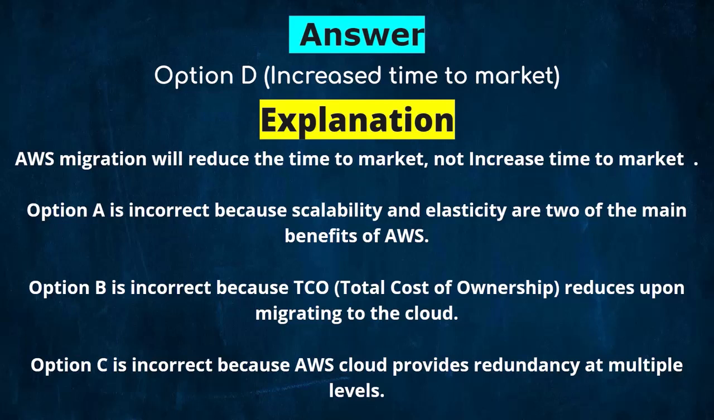Option A is incorrect, because scalability and elasticity are two of the main benefits of AWS. Option B is incorrect, because TCO, total cost of ownership, reduces upon migrating to the cloud. Option C is incorrect, because AWS Cloud provides redundancy at multiple levels.